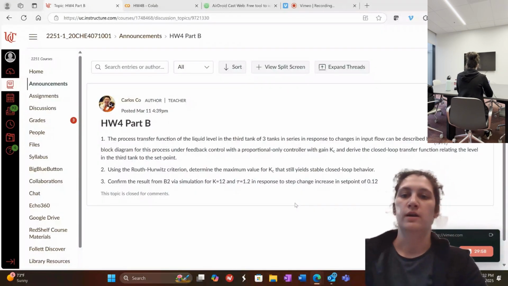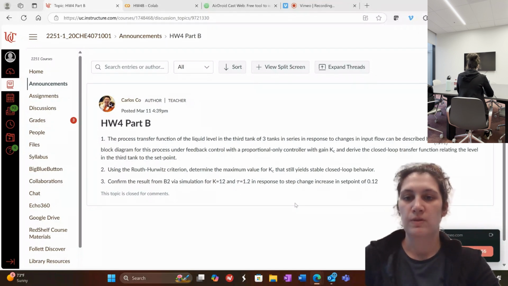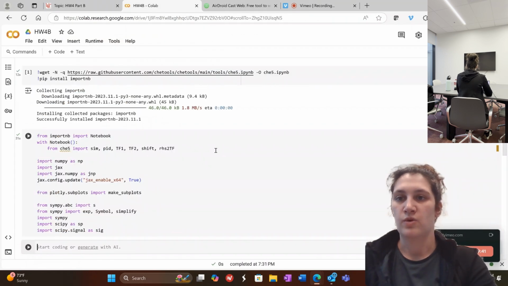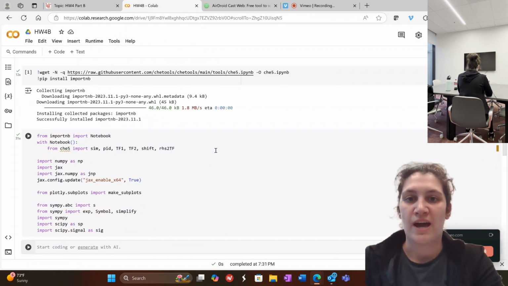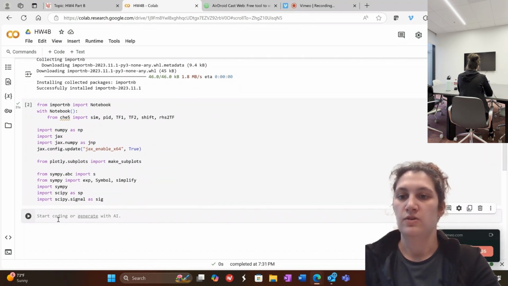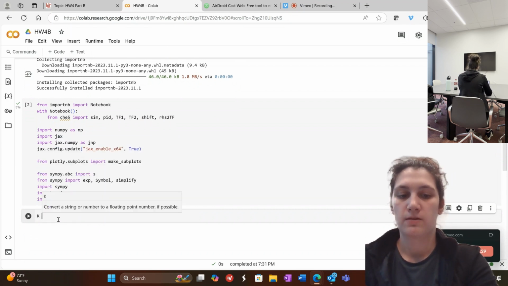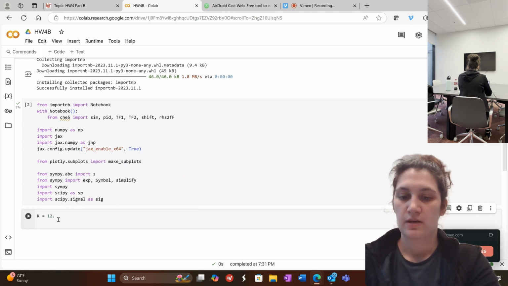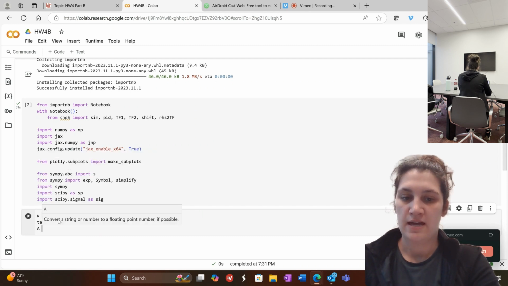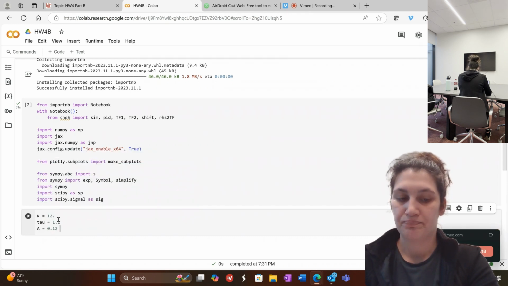Finally, we can work on question 3, which states: confirm the result from B2 via simulation for k equals 12 and tau equals 1.2 in response to a step change increase in set point of 0.12. So over in Google Colab, I've imported our template. To start out, we can enter the parameters given in the problem statement. So k is going to be equal to 12, tau is equal to 1.2, and a, our step change, is equal to 0.12.